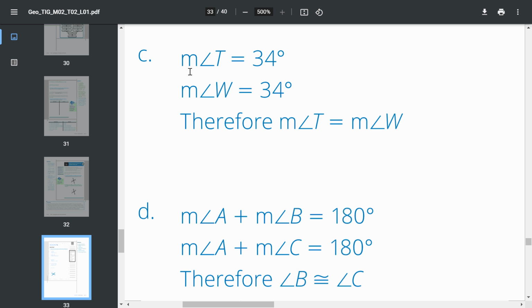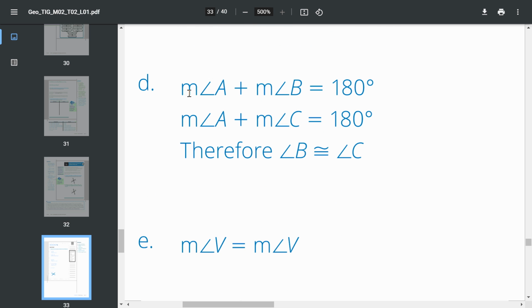Part C, we know that the measure of angle T is equal to 34 degrees. Also, the measure of angle W is 34 degrees. Therefore, by the substitution property, the measure of angle T is equal to the measure of angle W.